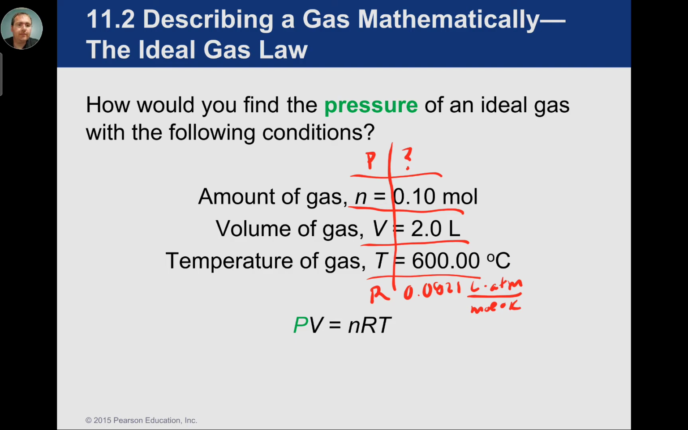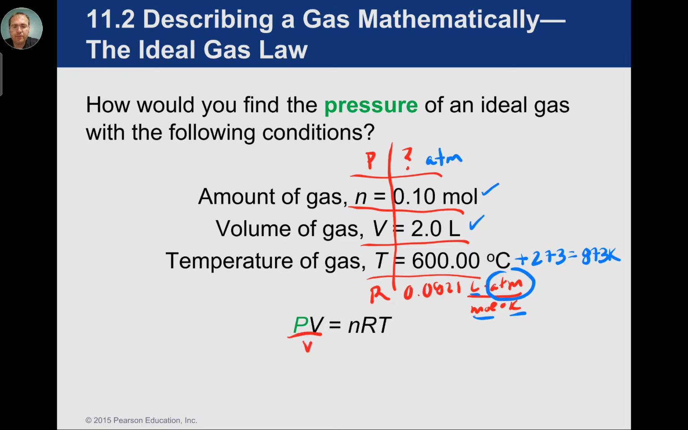So let's look at our units. We have moles, and R has moles. Check. We have liters, and R has liters. Check. We have Celsius, and we have Kelvin. That's a problem. So add 273, and we get 873 Kelvin. The only thing missing is atmospheres, and that's exactly what we'll get in this problem. So now that we're converted up to our standards, let's solve for P.